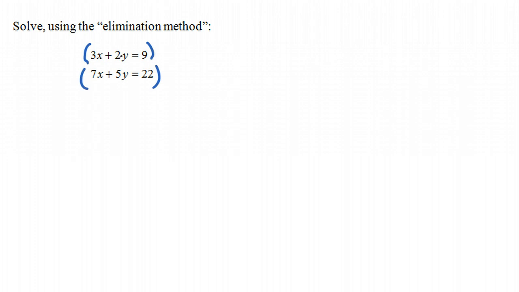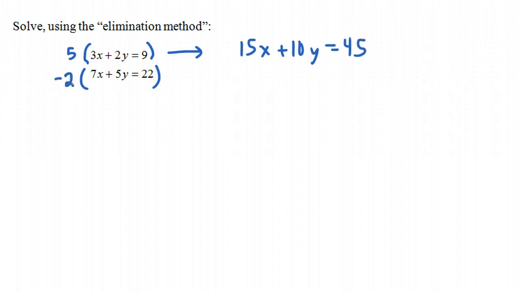So let's multiply the first equation by, say, let's do 5. Okay, so in that case, our top equation will be 15x plus 10y is equal to 45. And let's multiply the bottom equation by negative 2. Now, why negative 2? Because I want to have a negative 10y. So I wanted a 10y and a negative 10y, so that my y's will go away. So if I multiply this by negative 2, I get negative 14x minus 10y is equal to negative 44.